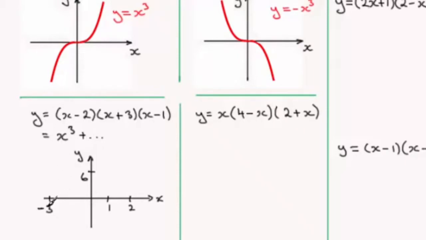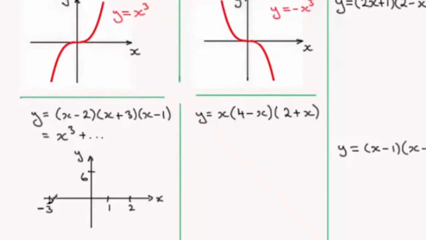So the curve is going to come up through the minus 3. It's going to pass through the 6, come down through the 1, and then back up through the 2. Now that's all very well, but I often see some common mistakes made.